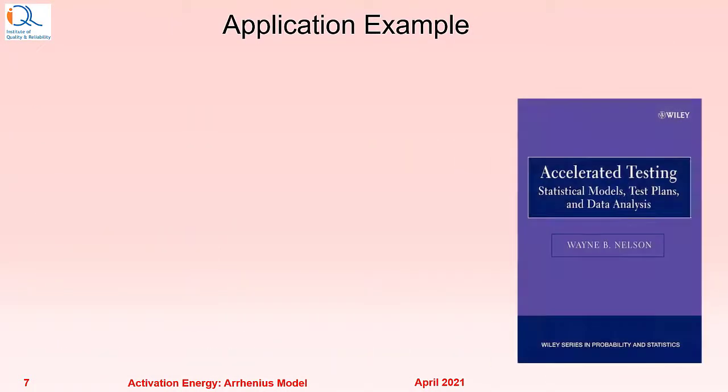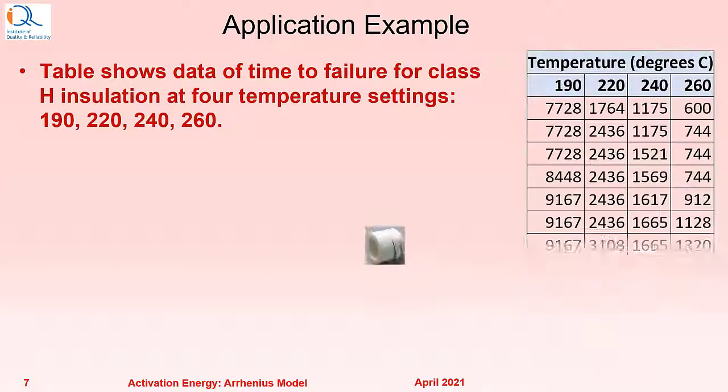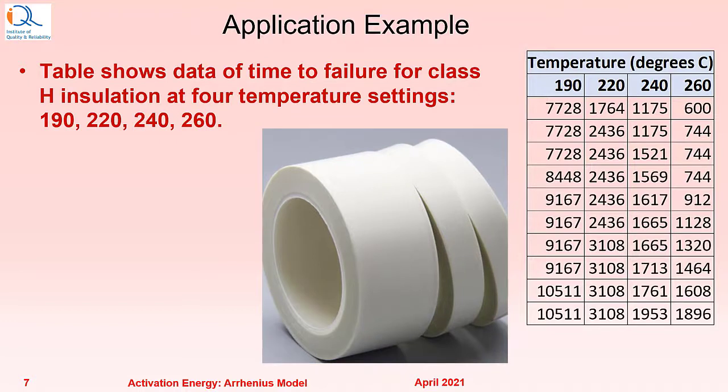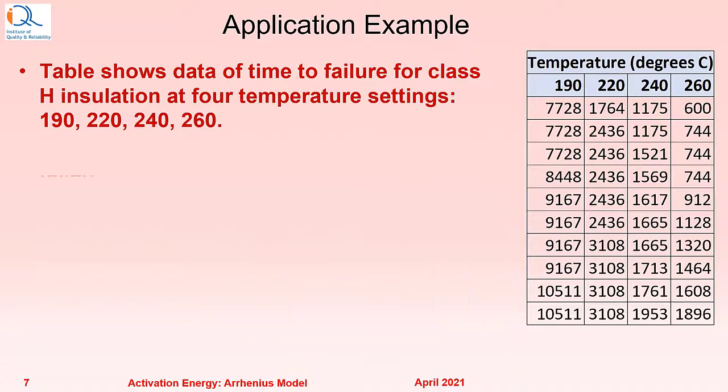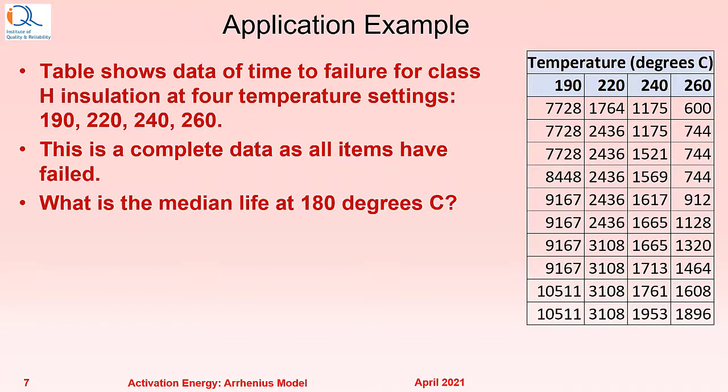Here is an application example from Wayne Nelson's book. The table shows data of time to failure for class H insulation at 4 different temperature settings: 190, 220, 240, 260 degrees Celsius. This is complete data as all items have failed. What is the median life at 180 degrees Celsius? What is the activation energy?